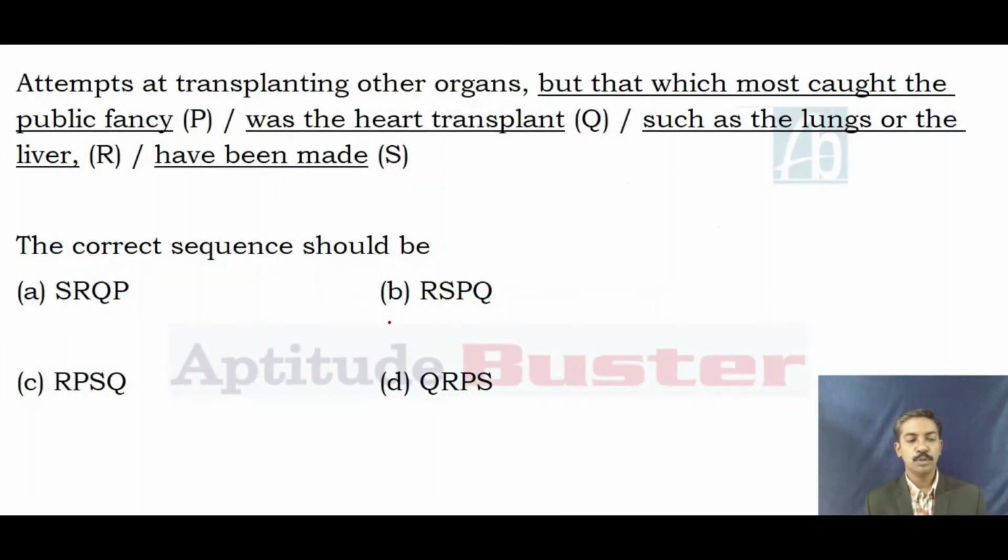Well, for this question we have two options beginning with R segment, and the other two options begin with S and Q respectively. Let's get into the question. Attempts at transporting other organs. This segment is not underlined or it hasn't given a name, which means that this throws a clue for us to identify the proper sequence. So as we read this, attempts at transplanting other organs such as the lungs or the liver should be the proper sequence. Even otherwise, if you read it, you would understand RS must be coherent.